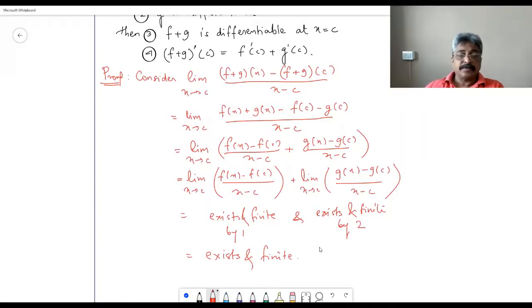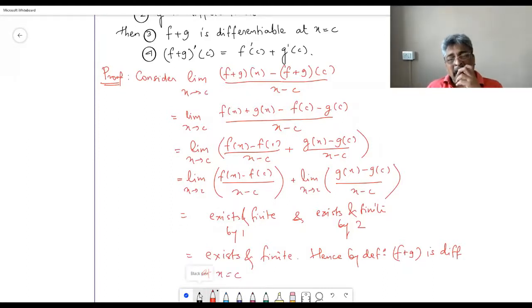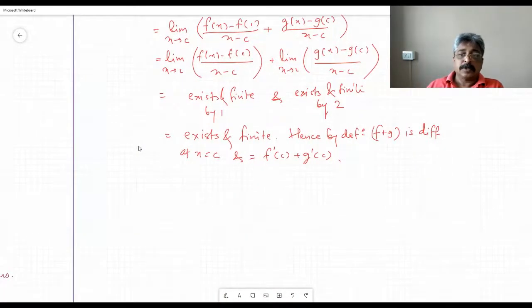Hence, by definition, f plus g is differentiable at x is equal to c and is equal to f dash of c plus g dash of c. Done. Next. So if addition is done, then subtraction is also done.